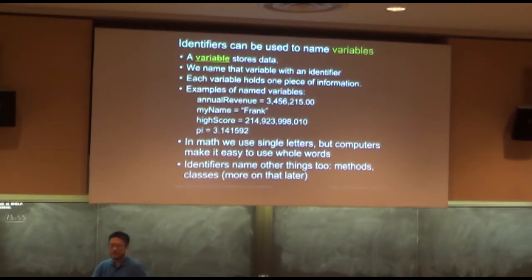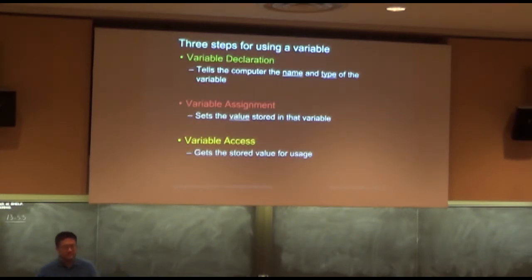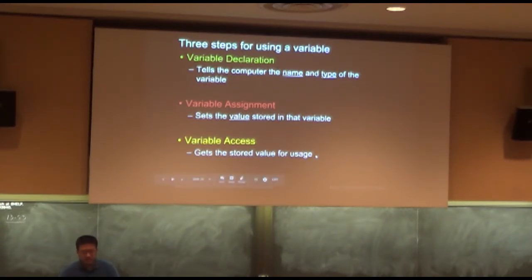Okay, but here, let's go through the steps specifically. So first we declare, and then we assign, which is where we actually take a value and store it in that variable. And then we can access that variable later. We can get that stored value out of the variable. So these three steps have to happen in order, otherwise you'll have a problem.